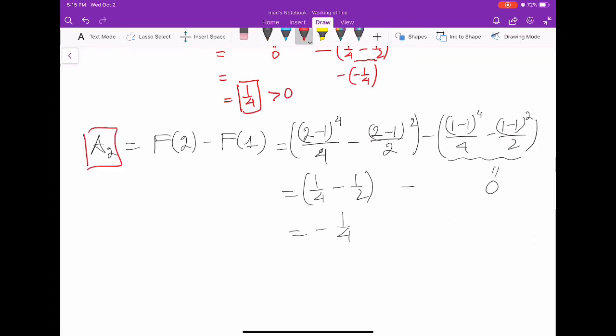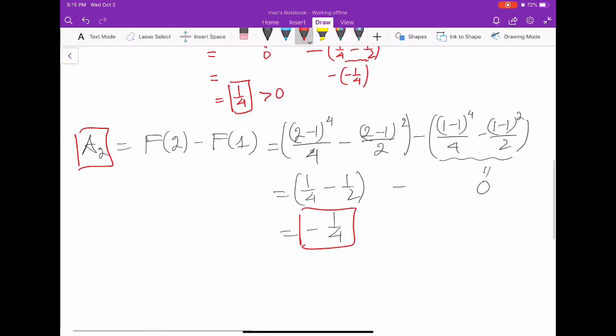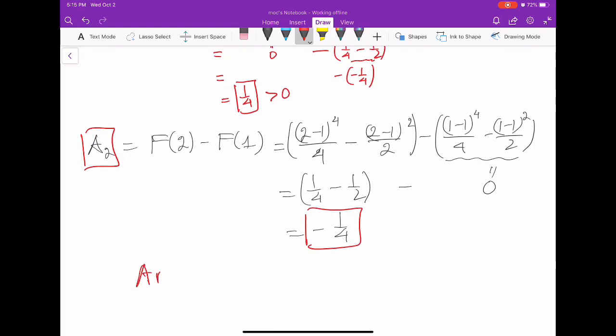So that is A2 equal to negative 1/4. From here, I will get the total area is equal to the absolute value of A1 plus the absolute value of A2, which is 1/4 plus 1/4, that is 1/2.